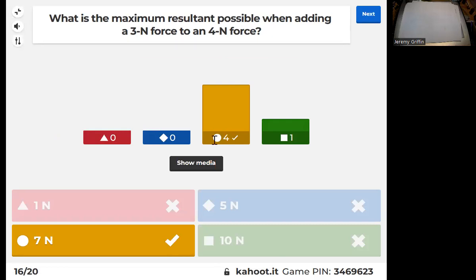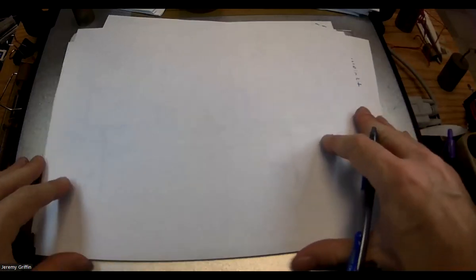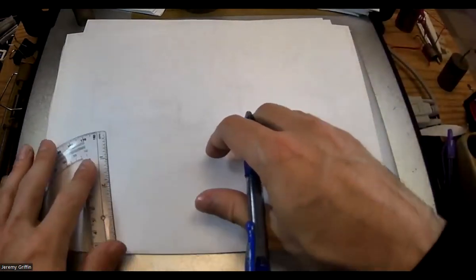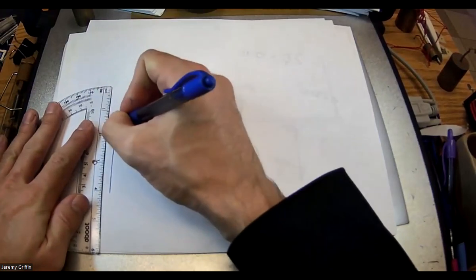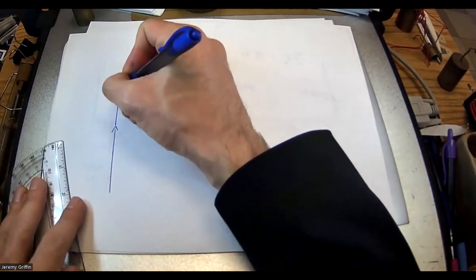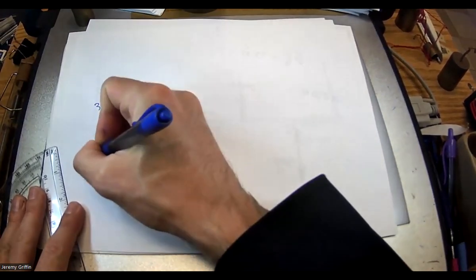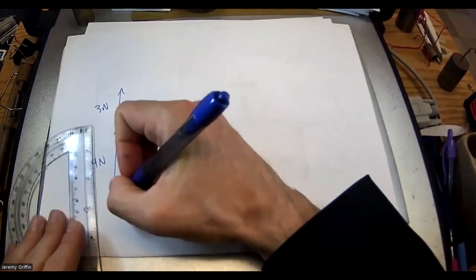What is the maximum resultant possible adding 3 newtons to 4 newtons? Yeah, there you go, 7 newtons. Okay. I want to draw this for you real fast, because some of those options are possibilities, just not the maximum, right? So how could you add 3 newtons to 4 newtons? Well, the answer was you could just add them tip to tail in the same direction, right? 3 newtons, 4 newtons, and then you get the resultant.